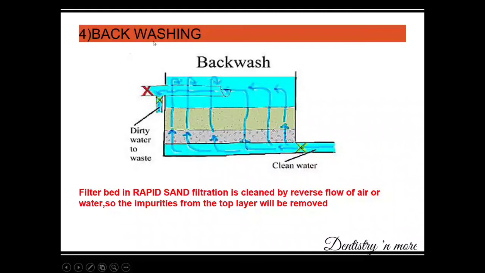And backwashing is the cleaning process in rapid sand filter, where we just reverse the flow of water. Usually water comes from here and goes through here. What we do is reverse the water, or we just pump air. The impurities present over the top of the filter bed will be removed and cleared out. It will be done frequently in rapid sand filter. So that is backwashing.